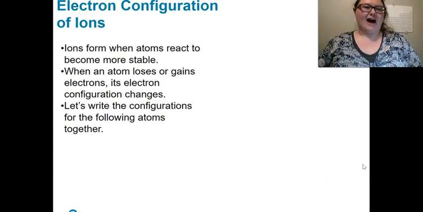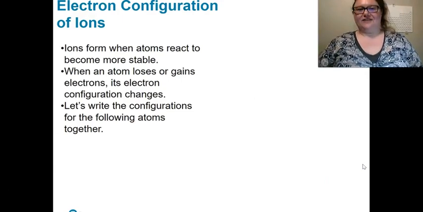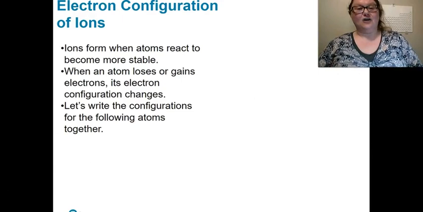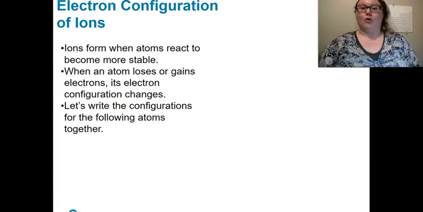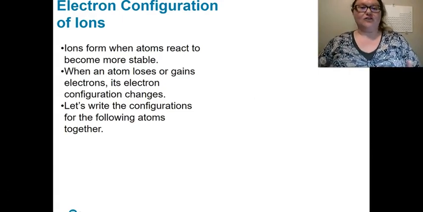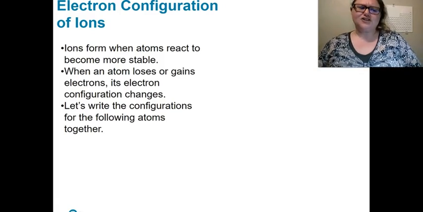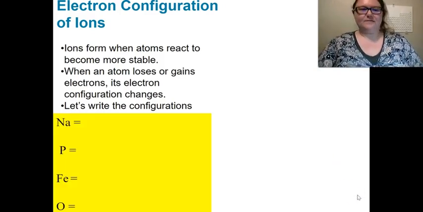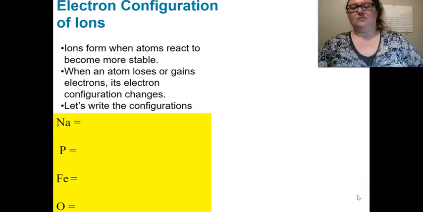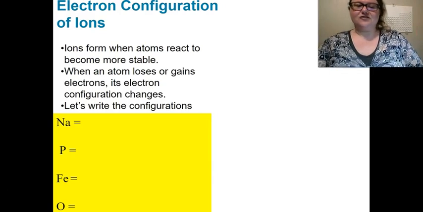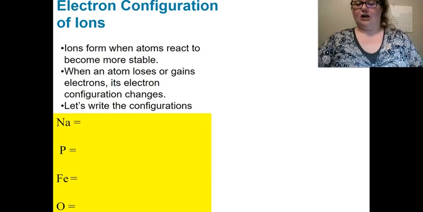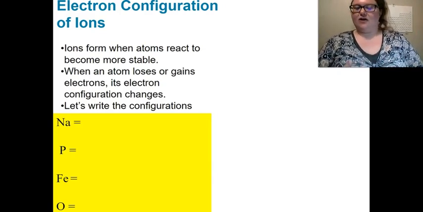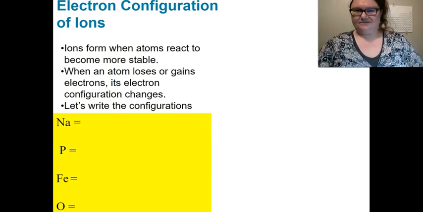All right, what about ions? We can write an electron configuration for an ion because we know that ions are when you have more electrons or you remove some electrons. So we can show that with a configuration. And so let's take a look at how that would look. So first, I want you to pause the video and write down in your notes what the electron configuration would be for the following elements: sodium, phosphorus, iron, and oxygen.